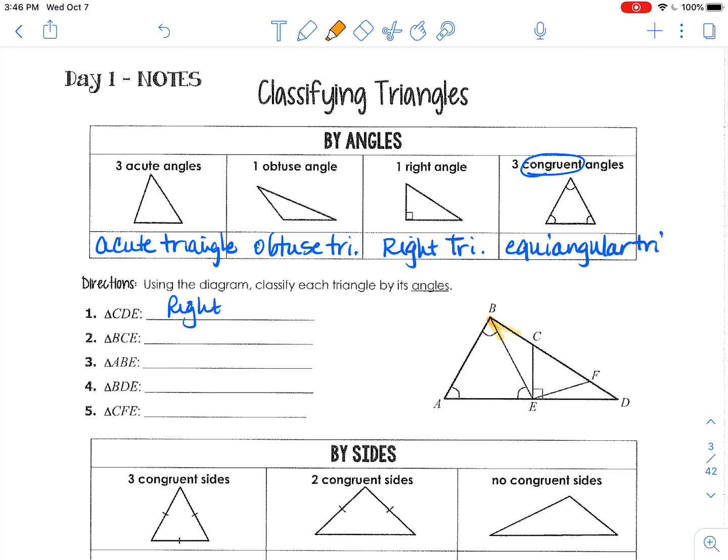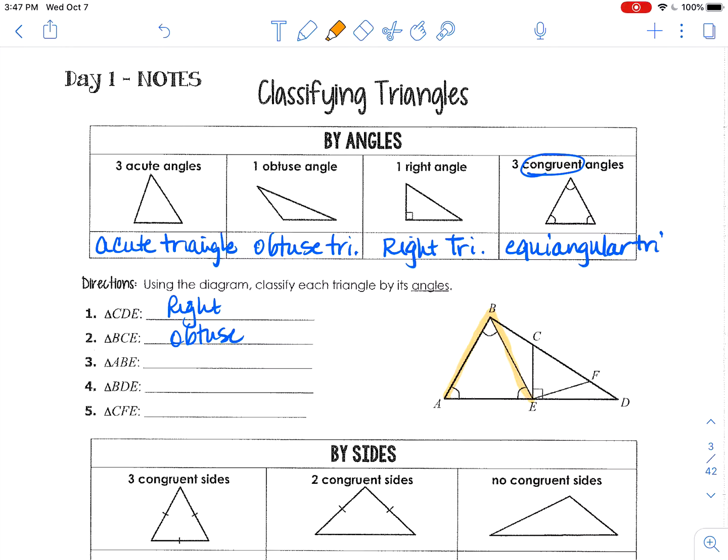All right, our next one to classify is triangle BCE. B to C to E. This triangle has one obtuse angle. And remember, an obtuse angle is greater than 90. We can see that right here we've got at angle C an obtuse angle. So this is an obtuse triangle.